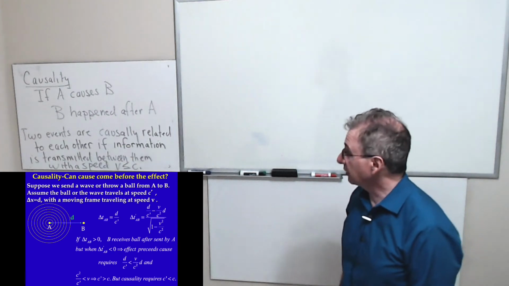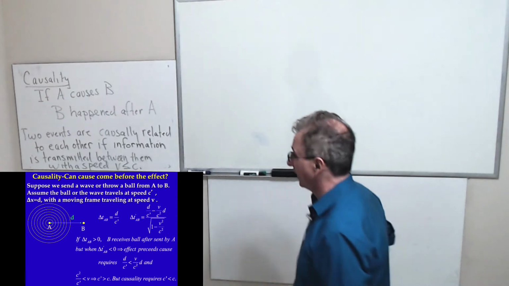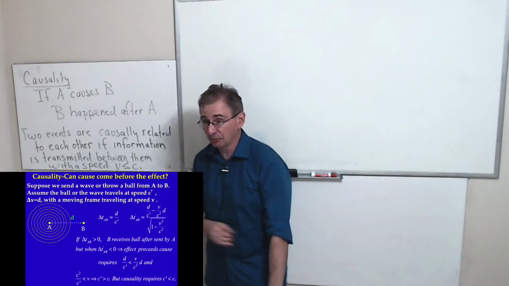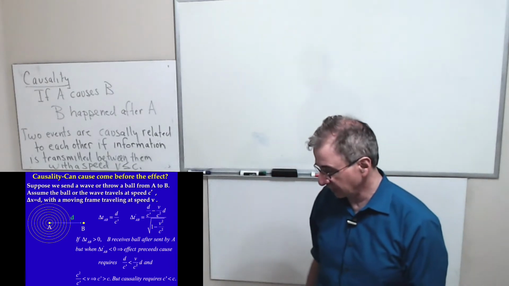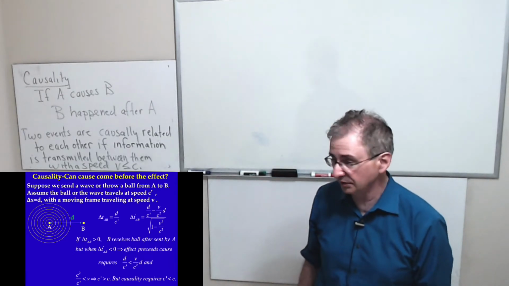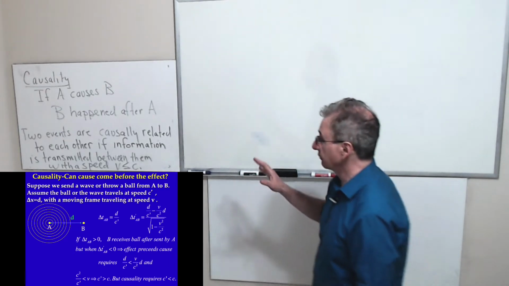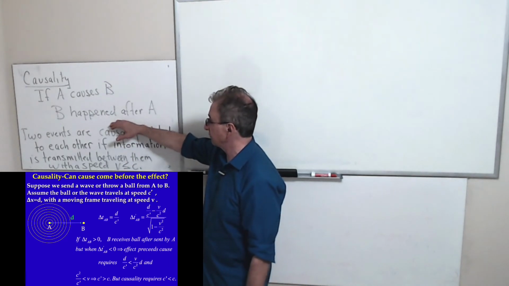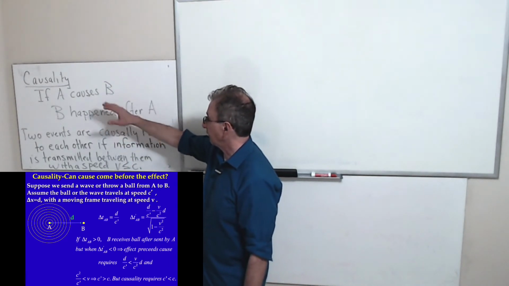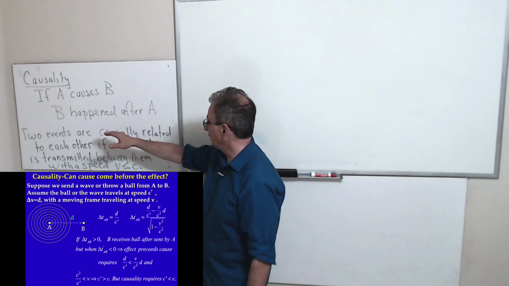All right, I want to do an example that can cause a lot of elaborate discussions in physics courses, and you'll see a lot of interesting discussions in the various textbooks. But I just want to talk about it briefly, and it's this idea of causality. And all we need to say about causality is if event A causes B, then B happened after A.